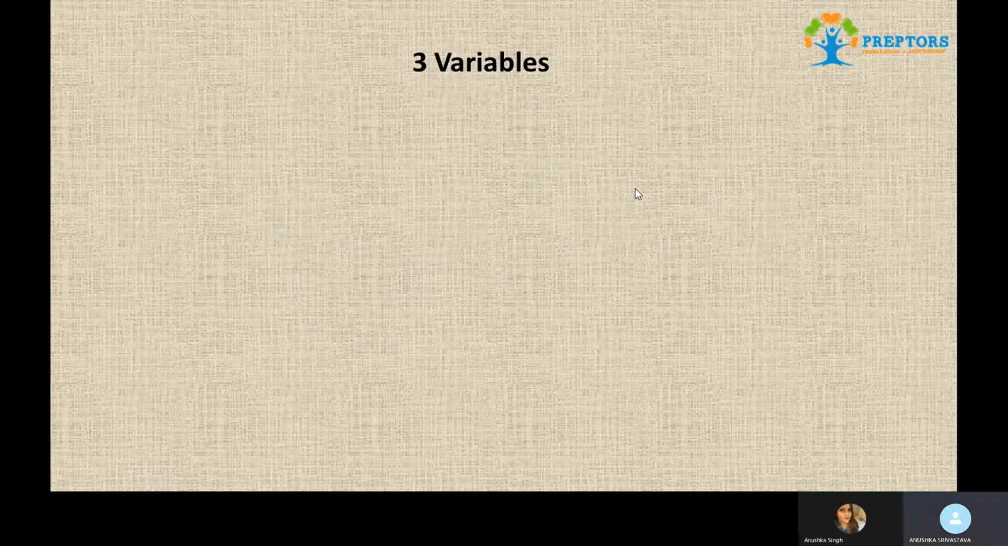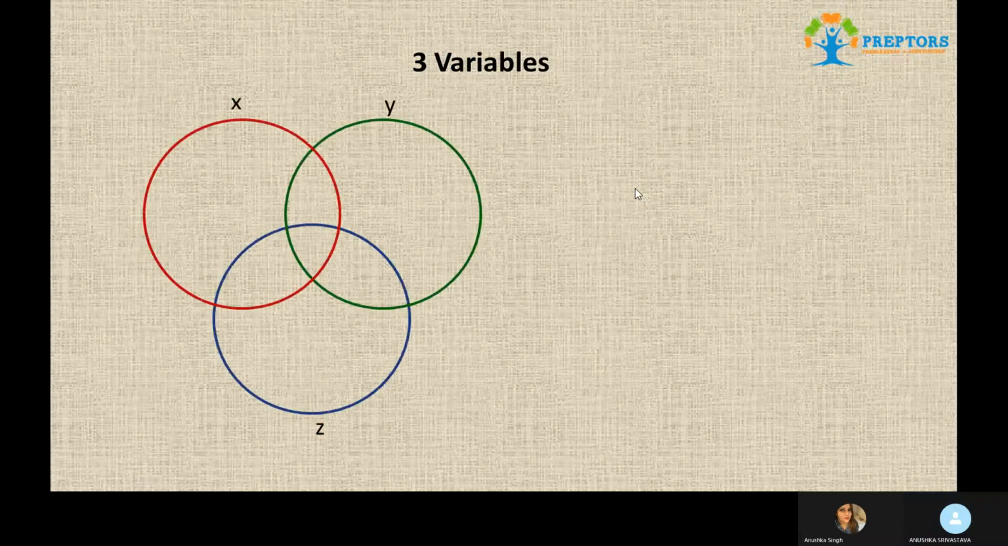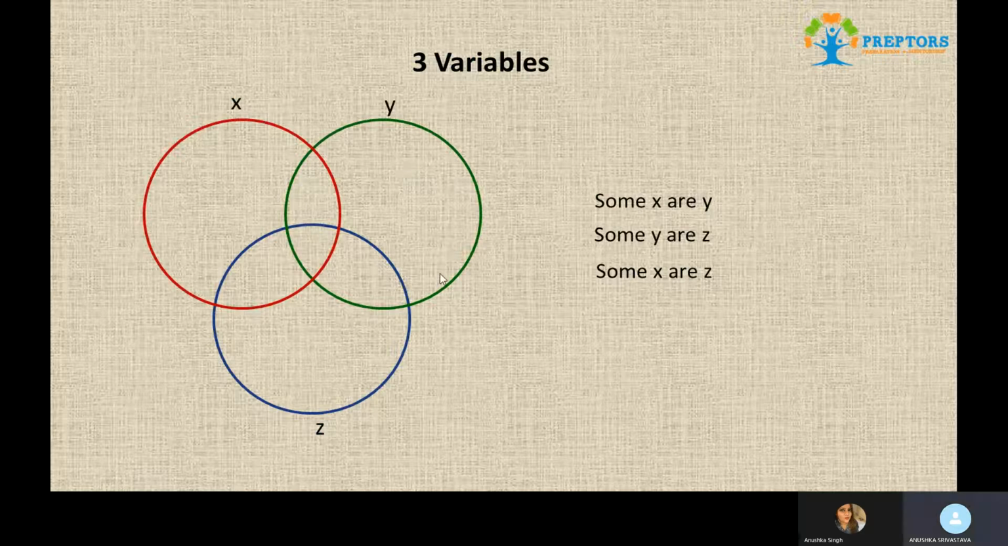Now when it comes to three variables, this is how we have an intersection. So the statements are some x are y. So this is how I am representing some x are y. Some y are z. So this is how I have represented some y are z. Some x are z also becomes obvious, right?